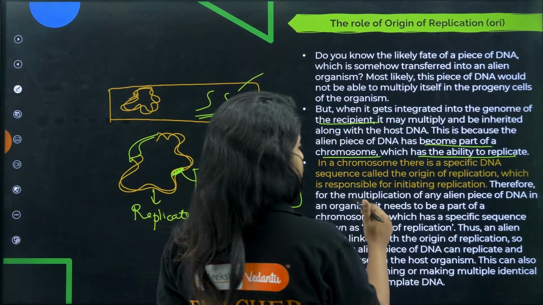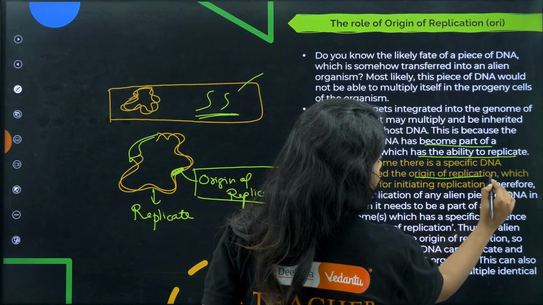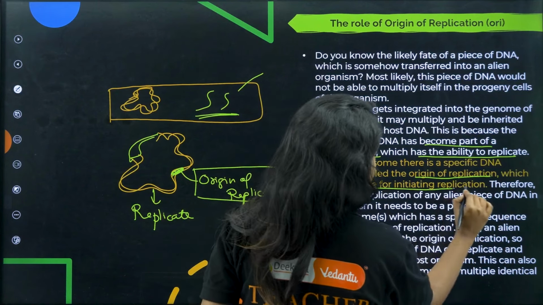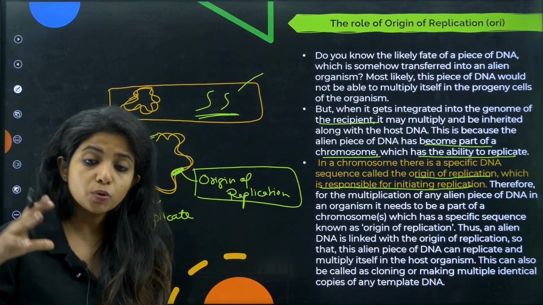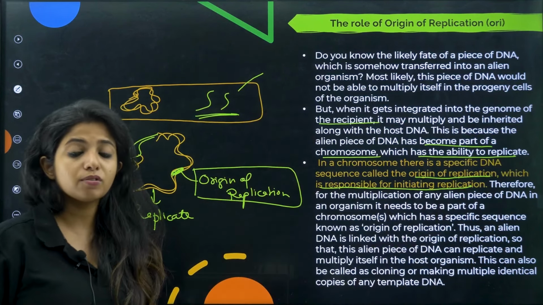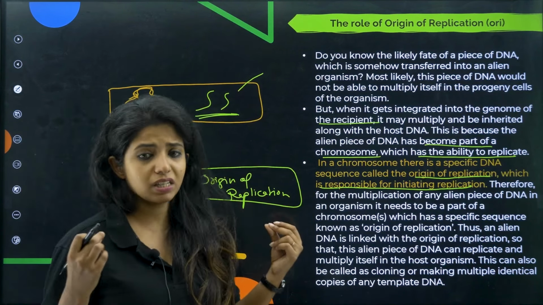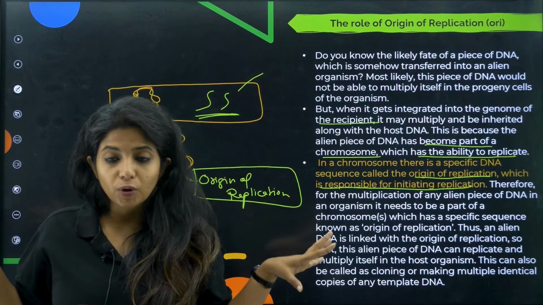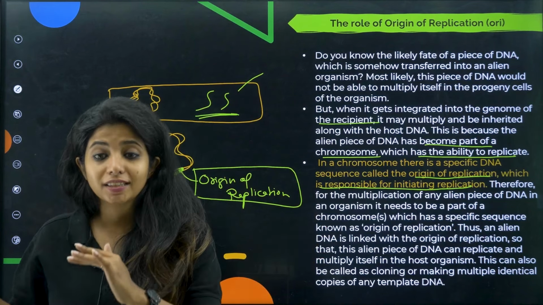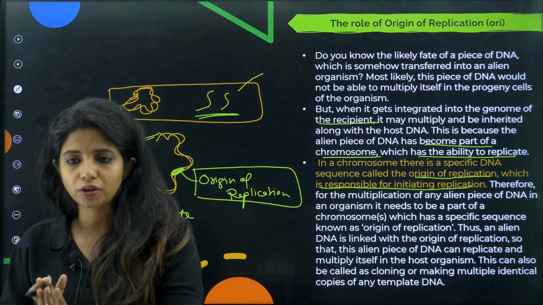Now, in a chromosome, there's a specific DNA sequence that is known as origin of replication, which is responsible for initiating replication. This origin of replication is a place where DNA polymerase comes and binds. Okay, so if there is no place like this, DNA polymerase will be like, where should I stand? Probably I should not do replication, I'll just go away. So that is the thing. So origin of replication is very much important.